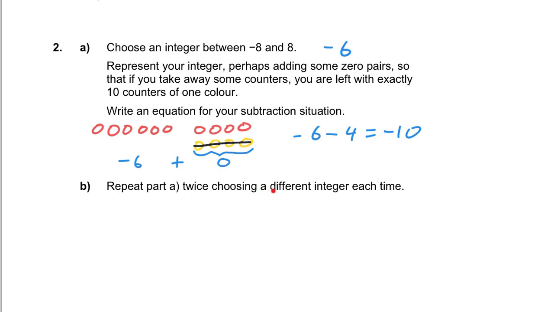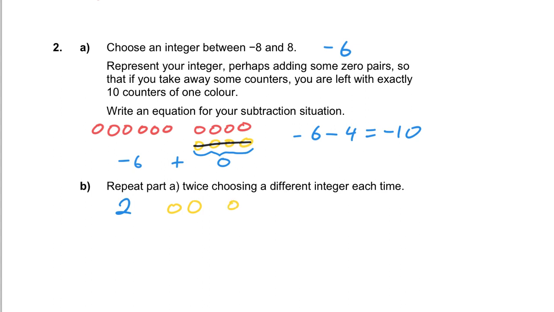Repeat part A twice, choosing a different integer each time. All right, we can do that. Let's go with, well, it has to be between negative 8 and 8. Let's go with a positive integer this time. Let's go with 2. Okay, so to start with, we're going to have 2 positive integers. And we have to add some 0 pairs so that when we take some away, we'll have exactly 10.